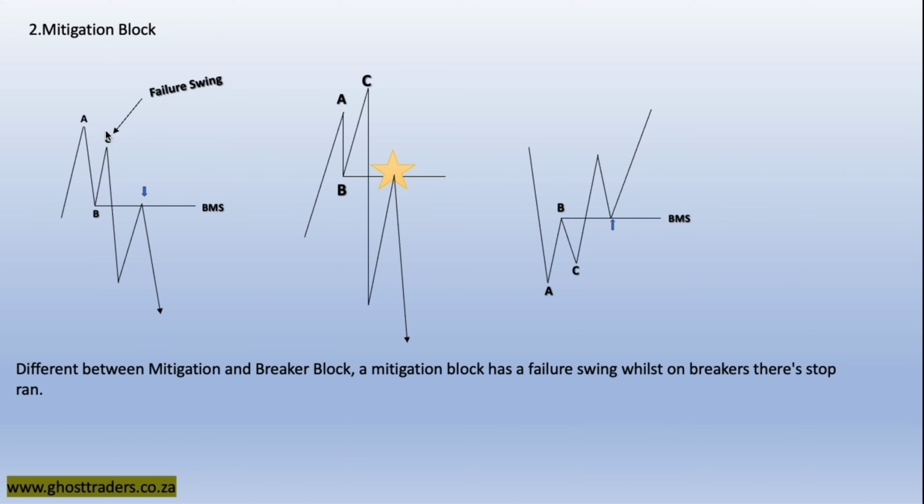Here we have price failing to take out these stop runs that are resting here. So this is what we call a mitigation block, and this is what we call a breaker. That's the difference. So this is a mitigation block structure. It's just the opposite of this one. This is a bearish mitigation block, reason being, we are anticipating to sell at this level here, and then this is a bullish mitigation block structure because we are anticipating to buy at this level here.